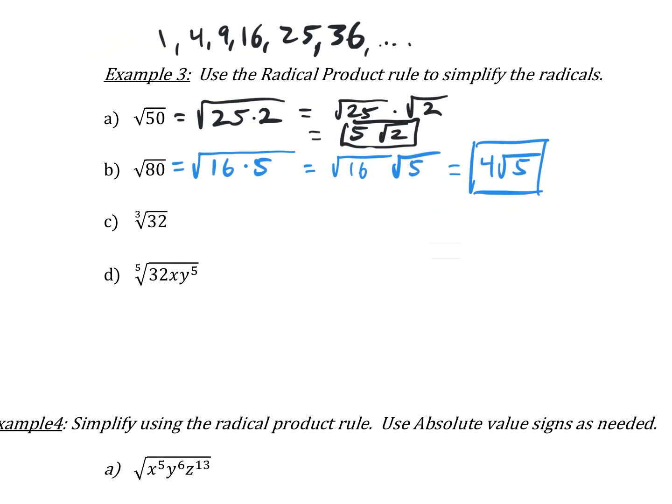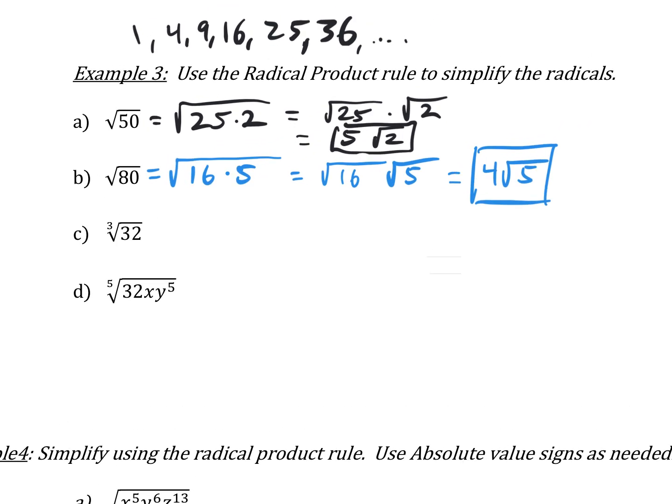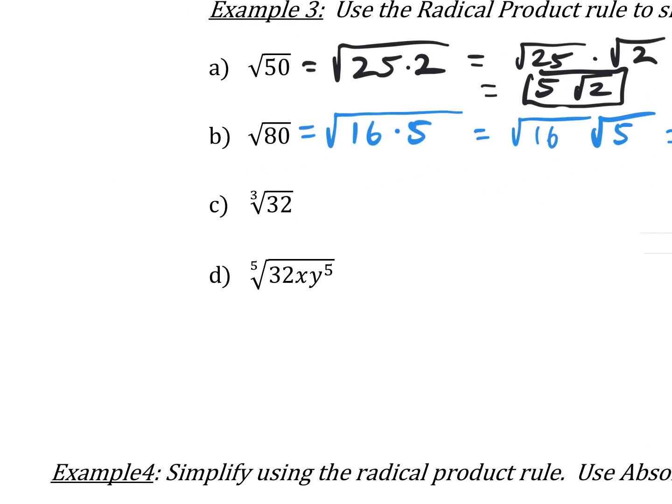All right? How about cube roots? Well, this also works for cube roots. Now, cube roots, we don't want to think about perfect squares. We now want to think about perfect cubes. What perfect cubes go into this? Well, perfect cubes are numbers like 1 to the third power is 1. 2 to the third power is 8. 3 times 3 times 3 is 27. 4 times 4 times 4 is 64.